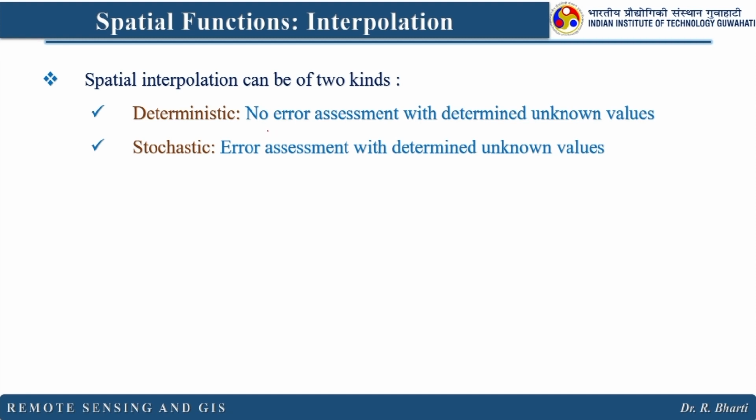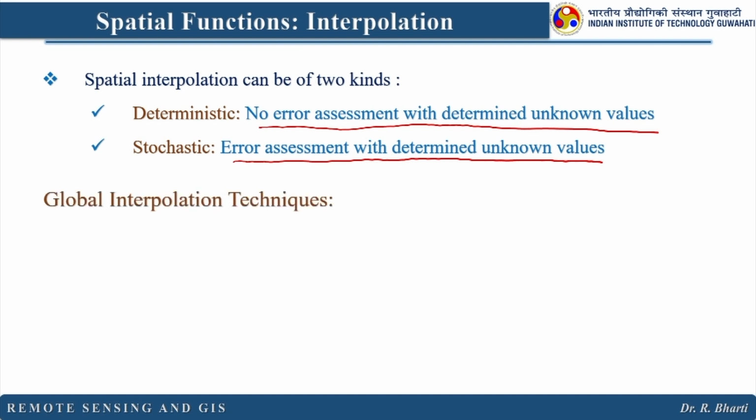So, in deterministic, basically there is no error assessment with the determined unknown values, whereas in stochastic, there is error assessment with the determined unknown values. So, this is the basic difference between stochastic and deterministic, and accordingly you have to choose which method you want to perform or apply for this spatial interpolation.